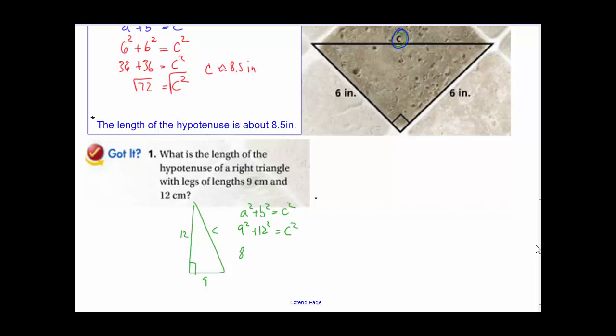9 times 9 is 81. 12 times 12 is 144. When we combine the left-hand side, hopefully you are getting 225, which is equal to c squared. Again, how do we undo a square number? We have to square root both sides, only taking the positive because it is a distance. And we get c is equal to 15 centimeters. So we can say that the length of the hypotenuse is 15 centimeters.